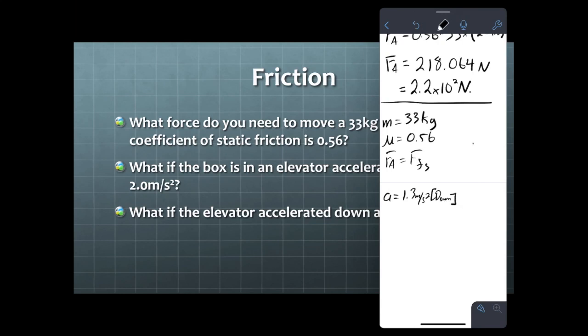This only makes a small change in our free body diagram. In our free body diagram, we still have gravity pulling us down, normal force pulling us up, our applied force pushing us forward, and the force of friction holding the box back. Here, the difference is acceleration is now down at 1.3.